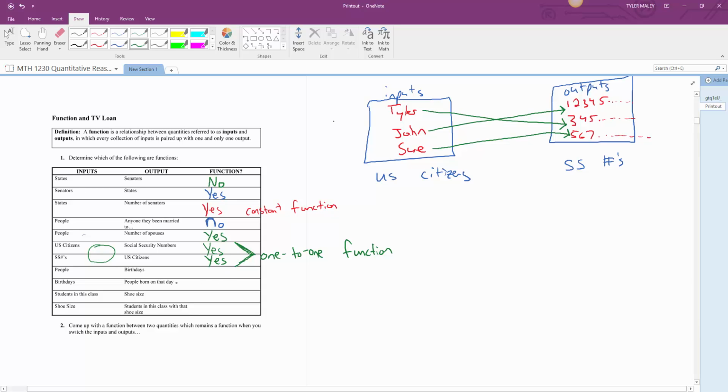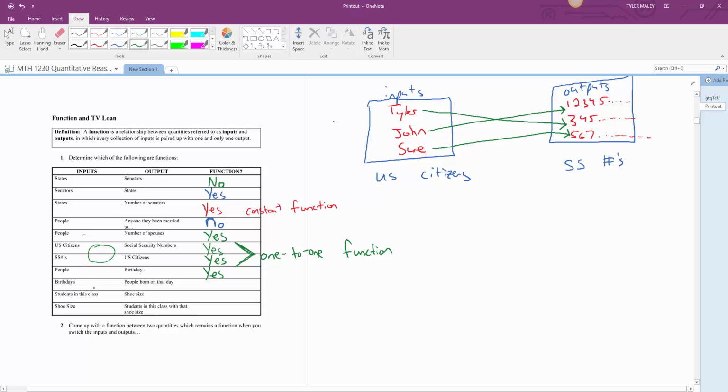So then the next row here is people to birthdays. If I input a person, am I going to get only one birthday? And of course the answer is yes. Every person only has one birthday. You can't have more than one birthday, and you can't have 0 birthdays. You can only have one birthday. So this has to be a function.